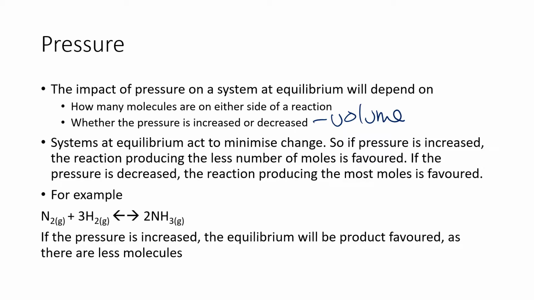So in this one, you can see on this side we've got 4 molecules, because we've got 1 molecule of nitrogen and 3 molecules of hydrogen gas. On this side, we've got 2 molecules, because we've got the 2 ammonia molecules. So if the pressure was increased, the equilibrium will be product favoured, as there are fewer molecules on the product side. You need to look at the specifics for each reaction.